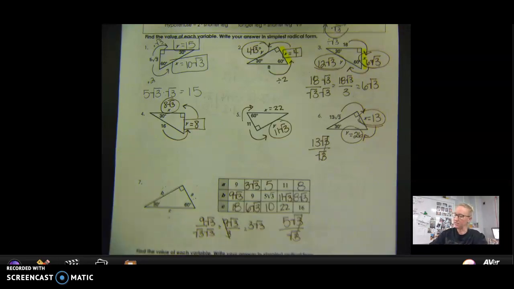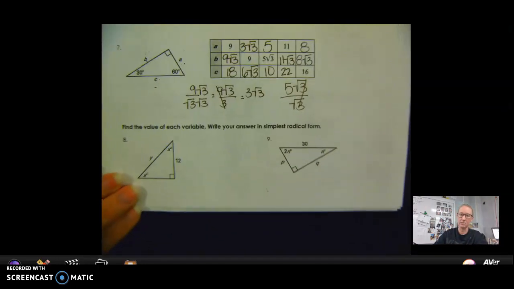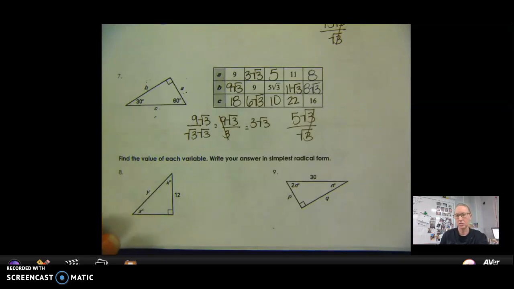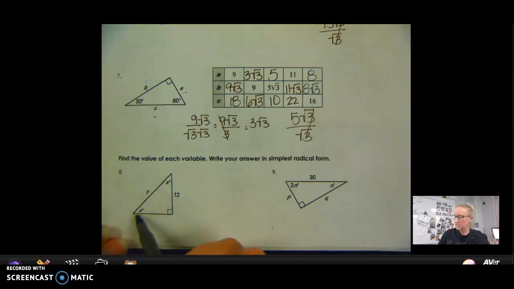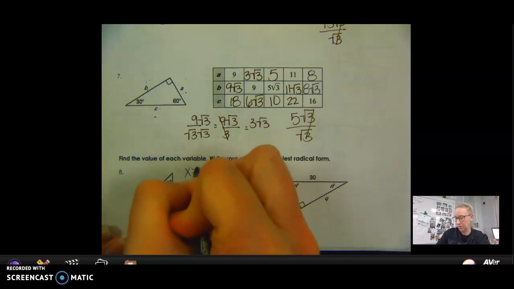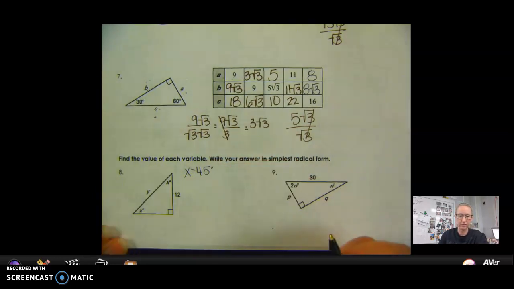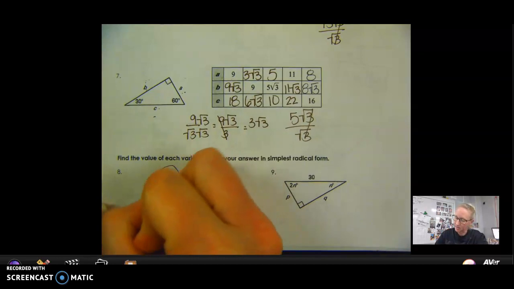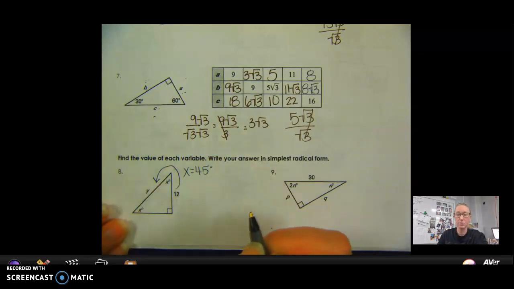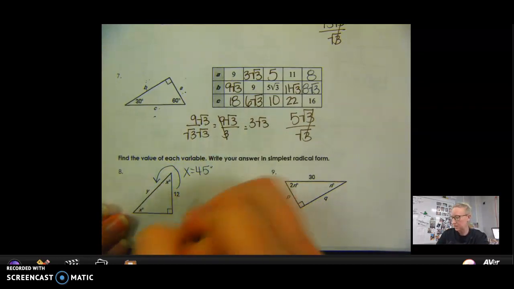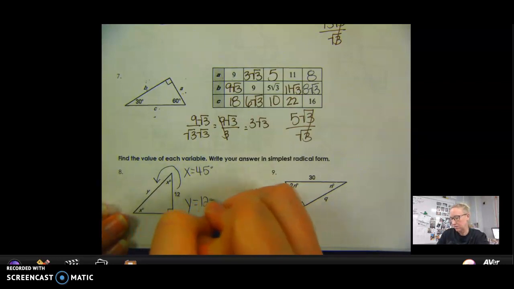All right, find the values of each of the variables and write it in the simplest radical form. So they want you to keep the radical on this. Go ahead and pause me and try 8 and 9 on your own. Unpause me when you're done. Since this is x and this is x, that means they are the same number. So x is going to be 45 degrees. So this is the 45, 45, 90. So that means to get to my hypotenuse from my leg, I multiply by the square root of 2. So y is going to equal 12 square roots of 2.